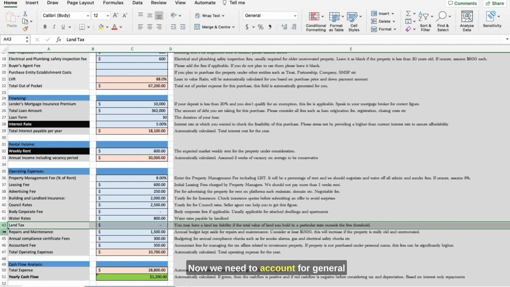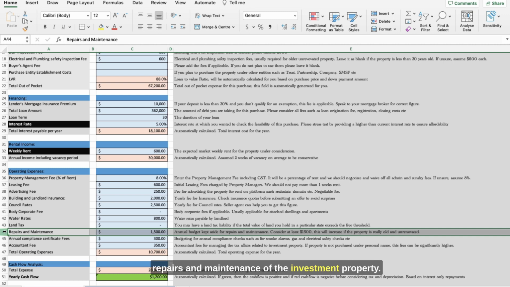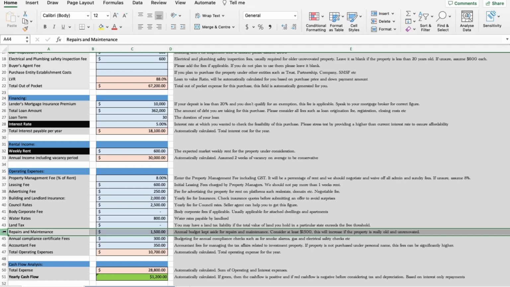Now, we need to account for general repairs and maintenance of the investment property. For a carefully selected investment property of fewer than 30 years old, we can assume an average figure of $1,500 annually. If the property is old and unrenovated, this will increase.